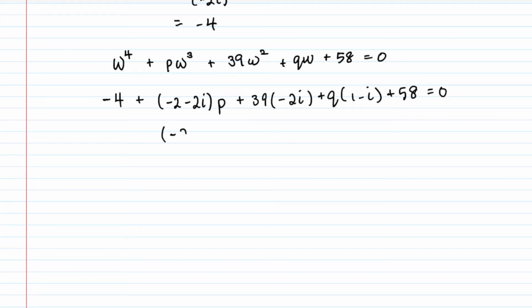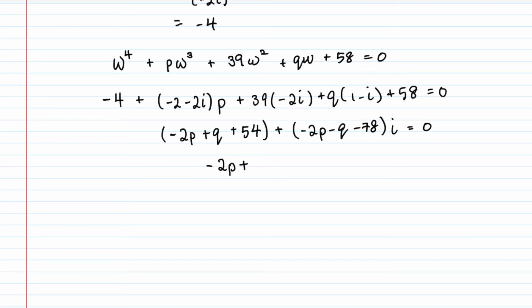So you have minus 2p plus q plus the 54. And then I'm basically splitting it based on real numbers and based on your imaginary. So first one is minus 4 plus 58, minus 2 times p, and then you have q times 1. On the other hand, you have the others, which is going to be minus 2p minus q minus 78i, which will give you 0. Therefore, once you combine everything here, you will have minus 2p plus q plus 54 equals 0.